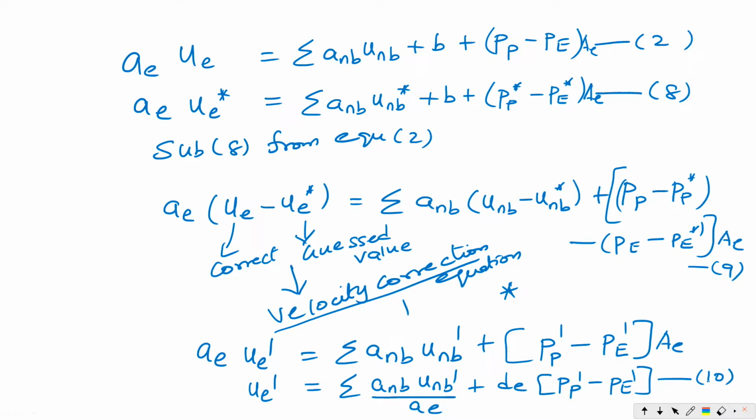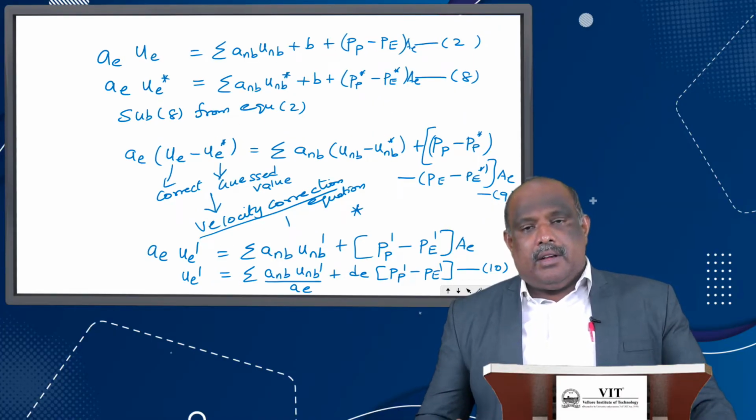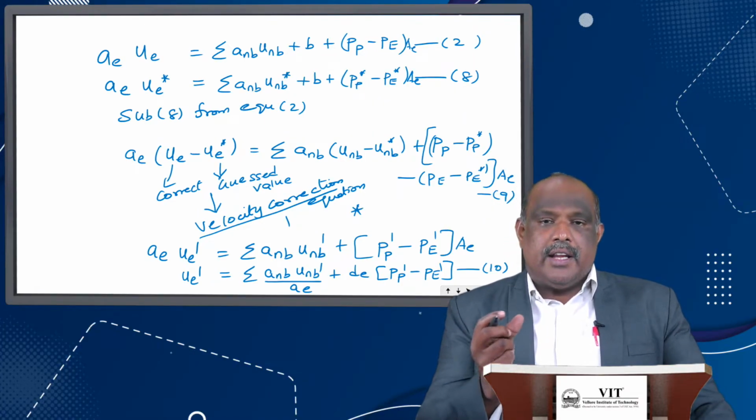So if there is any doubt, it is very simple. First we write the equation for the correct velocity. Since we do not know the pressure, we are going to guess it. So the same equation will end up with the star values everywhere. So if I subtract the guessed value from the correct value, I will get how much correction I have to do for the velocity.